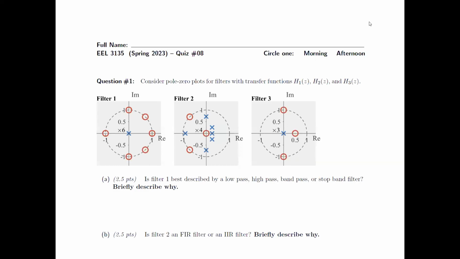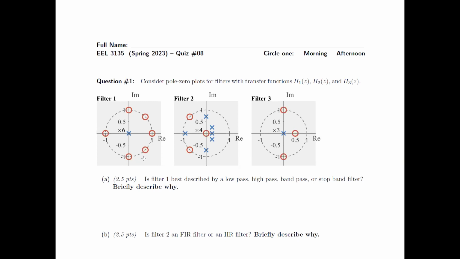This will be my quiz solutions for quiz 8, spring 2023. So the first question, you have pole zero plots for transfer functions H1, H2, and H3. And part A asks, is filter 1 best described by a low pass, high pass, band pass, or stop band filter? Briefly describe why. I'll basically just draw it schematically, but you should probably do it differently.